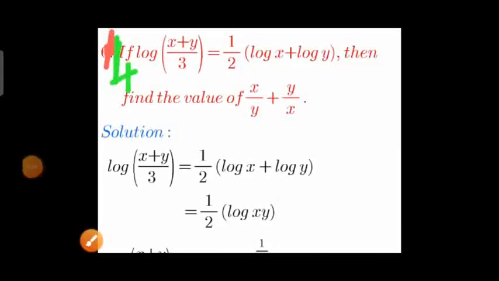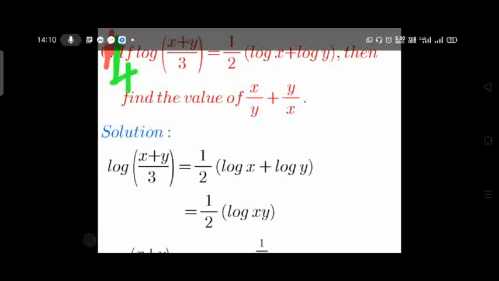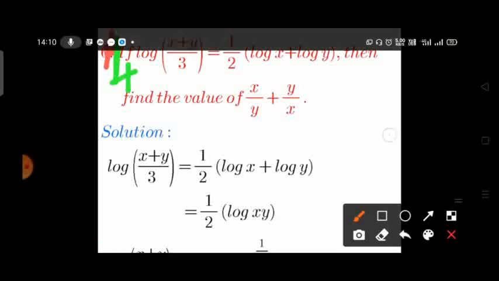Our next sum: if log of (x plus y) by 3 is equal to 1 by 2 log x plus log y, then find the value of x by y plus y by x. Again I am reading, listen carefully. Log of (x plus y) by 3 is equal to half of log x plus log y. Then find the value of x by y plus y by x.